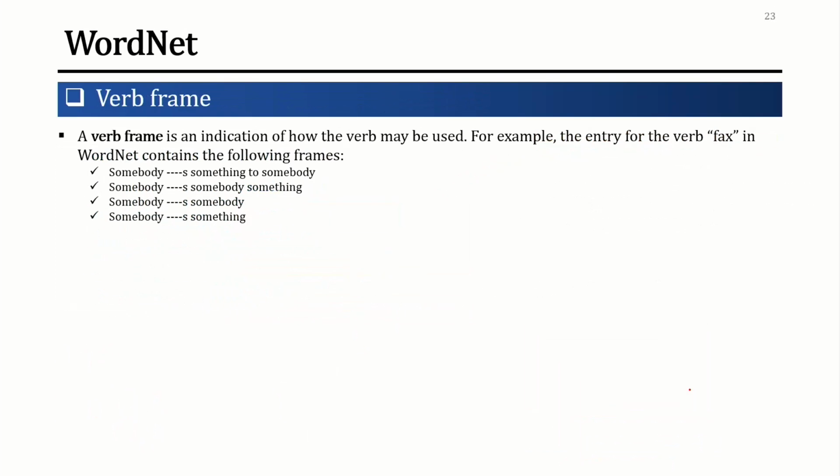And next we will take a look at another piece of information that we can retrieve from WordNet. It is called verb frame. So what is a verb frame? It is an indication of how verbs may be used. It's just showing us the verb phrase or collocation. For example, in the entry for the verb fax here, we obtain these verb frames. For example, somebody, and this blank here representing the verb fax. So somebody faxes something to somebody, or another phrase, somebody faxes somebody something, or some other information. So these are called verb frames.